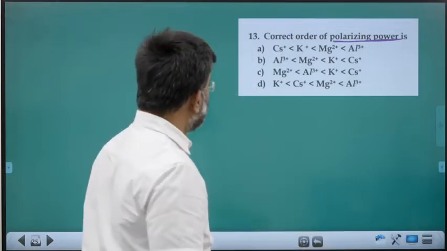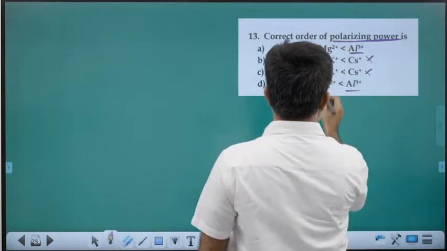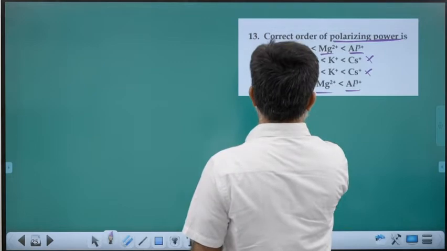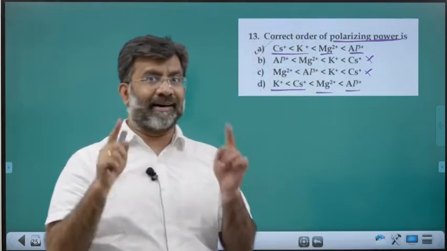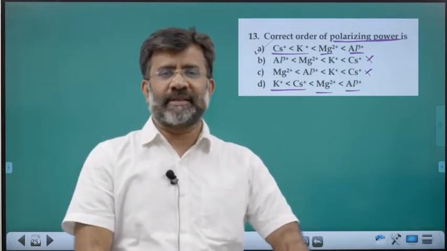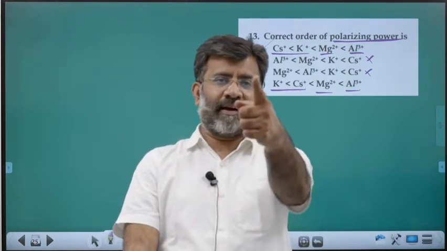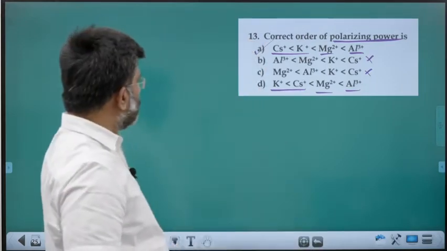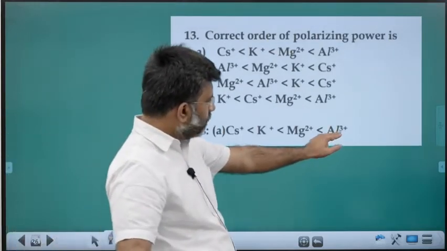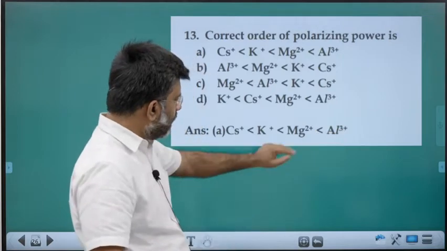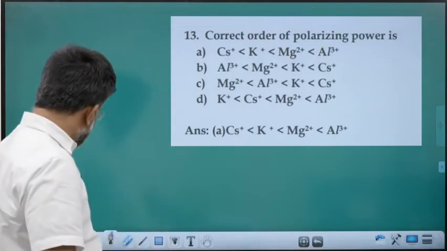So which one is the answer? Anyway, you can eliminate these two choices. It will be aluminum maximum, second will be magnesium, and there is a confusion between these two. No doubt the answer is A because cesium is larger than potassium. Potassium is smaller, so a smaller cation will have a higher polarizing power, and the answer is option A. Aluminum 3 plus has maximum polarizing power, then Mg2 plus, then K plus, then cesium plus. Next question.